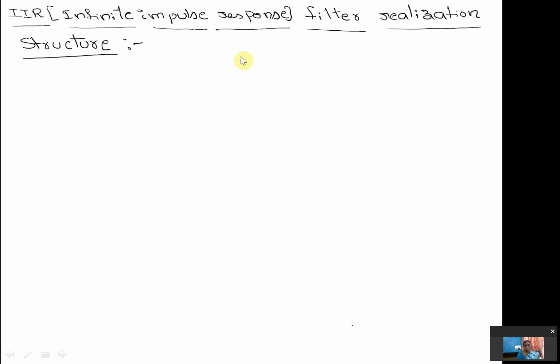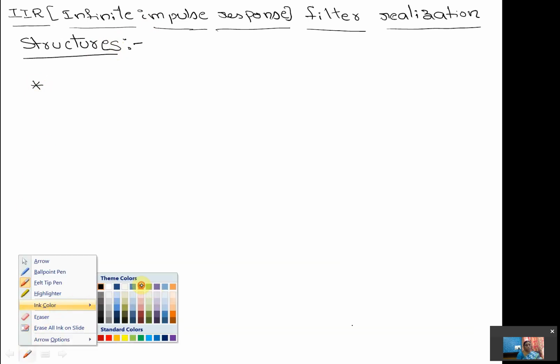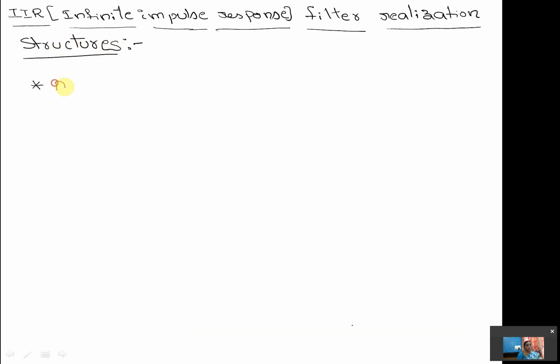In this video, we are going to explain IIR filter realization structures. IIR means infinite impulse response. So here we have different types. The first one is direct form 1 structure. The second one is direct form 2 structure.